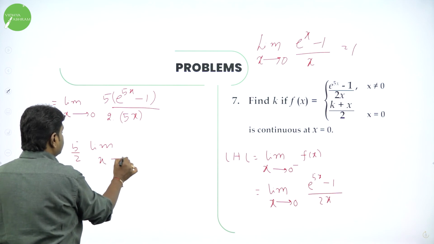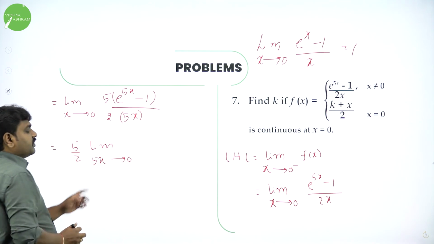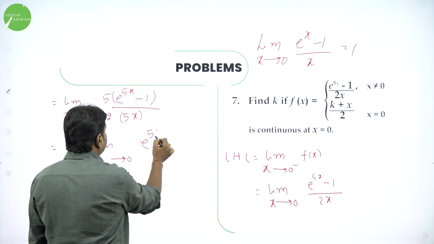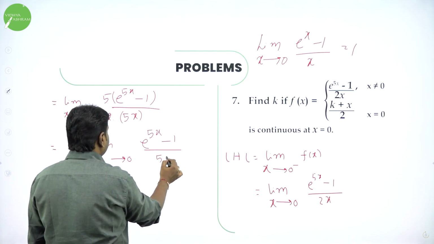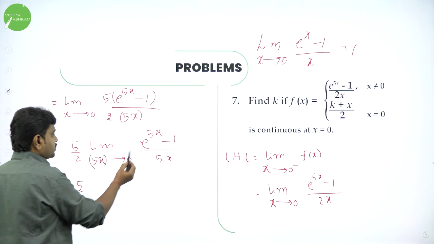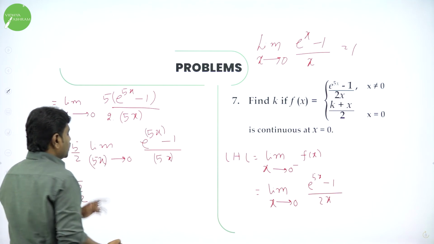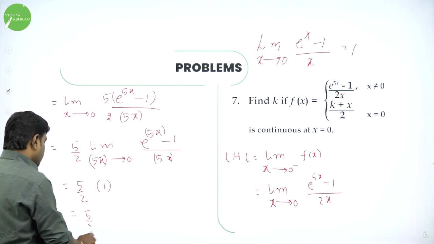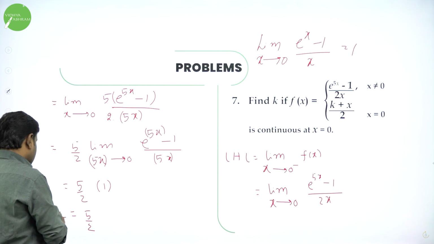Limit x is tending to 0. If x is tending to 0, 5x tends to 0. Multiply by 5 on both sides. Then we will have (e power 5x minus 1) by 5x. Now this is 5 by 2, and this is 5x, this is 5x, this is 5x. If these three are the same, by the theorem it is 1. So now you got 5 by 2 as the LHL. This is more than sufficient for us.